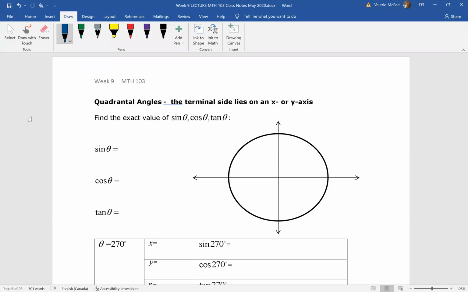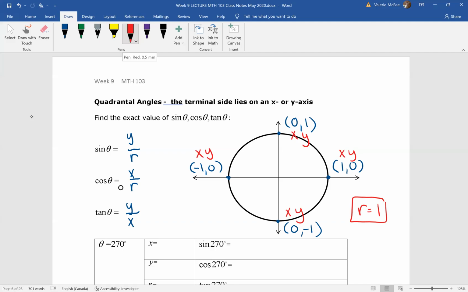So here I want you to fill in each of the intercepts on the unit circle. I want you to fill in the ratios for sine, cosine, and tangent. I hope you're able to do these correctly. You should be memorizing this already.